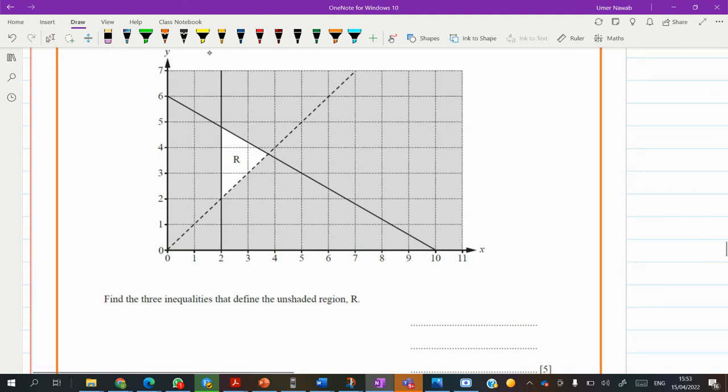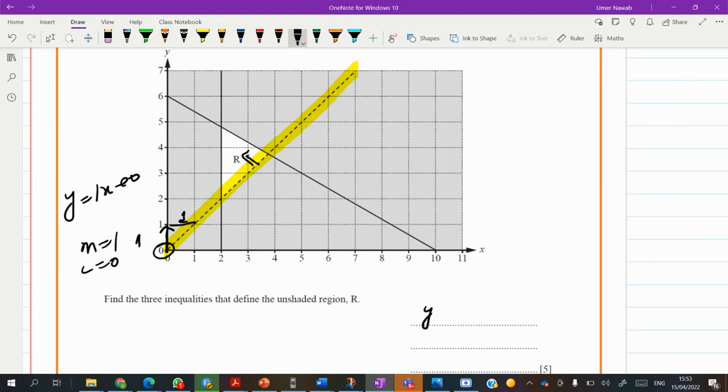First see this dotted line. Check what is the gradient we have. The gradient is 1 up and 1 right. So y equals, gradient is 1 and the y-intercept is 0, so y equals 1x plus 0. So y equals x. It is a dotted line and the wanted portion is above. So y is greater than x.